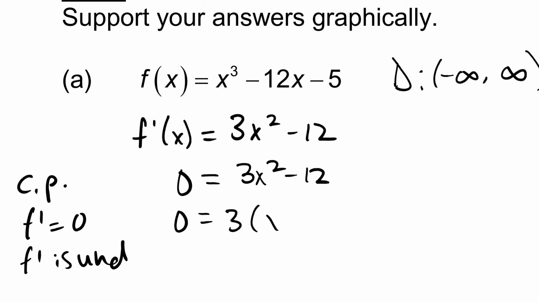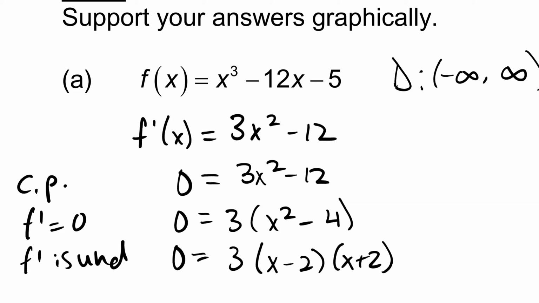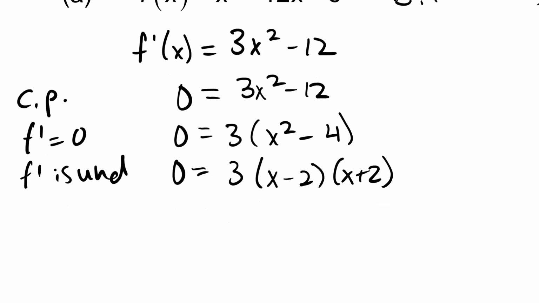Factor, so I'm going to pull out a 3. This is a difference of squares: x squared minus 4 factors into x minus 2 times x plus 2. Then to find the critical points, you just set each factor equal to 0. So x is plus or minus 2. These are my critical points.